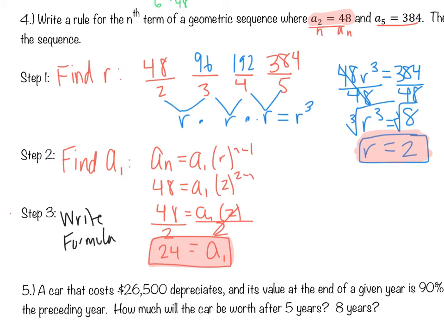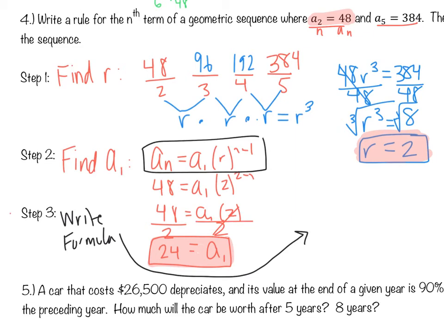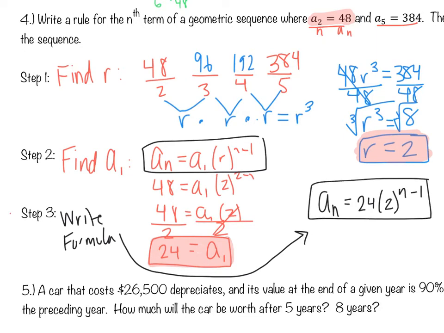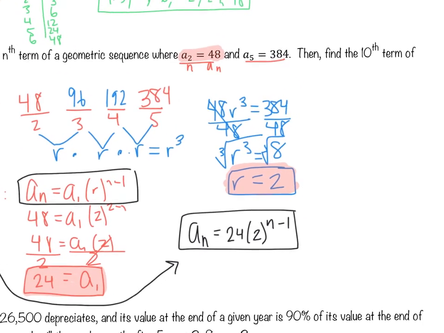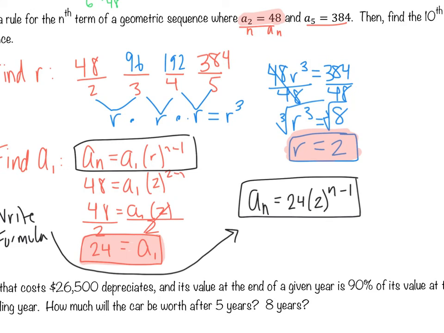I took up a little bit of room, so I'm going to have to go around over here. And now I have everything I need. So here's the formula. I'm just going to plug in. Remember, the only things I need are the first term and r. So a sub n is the first term times r to the n minus 1. And that is the formula. I believe that's all we needed to do. Oh, nope, it says find the 10th term. We forgot that. So 10th term, a sub 10.